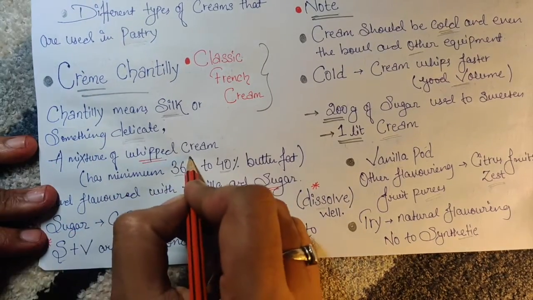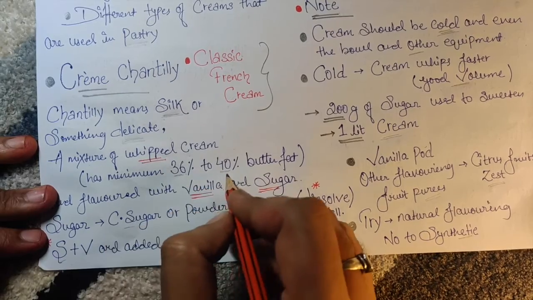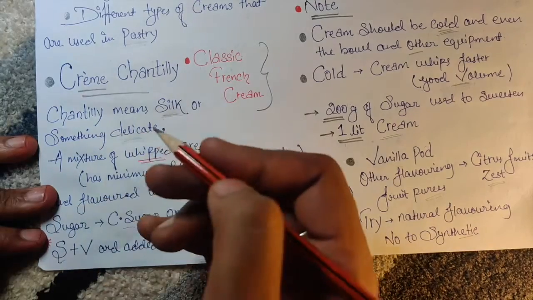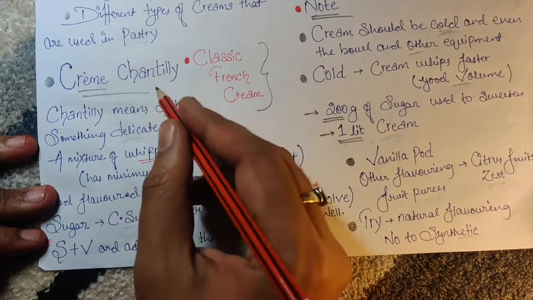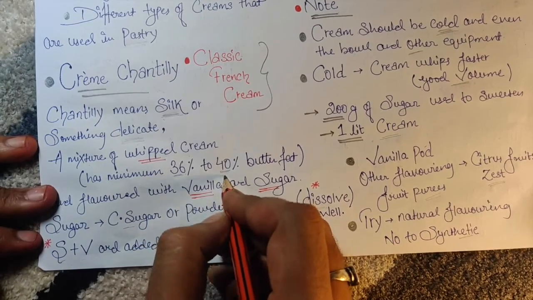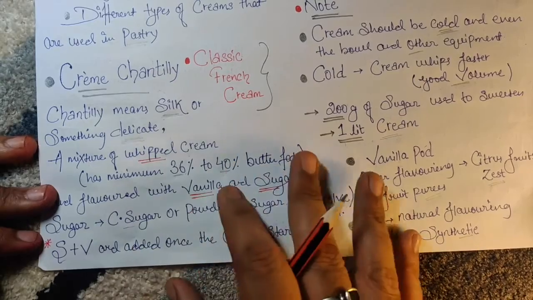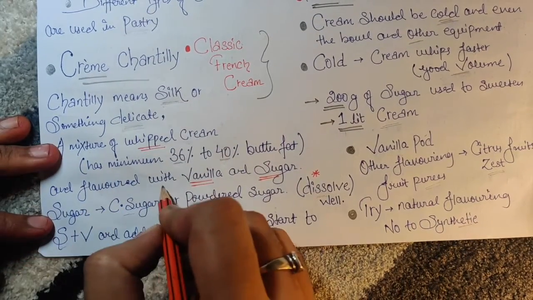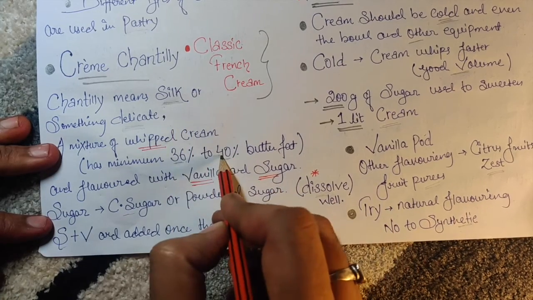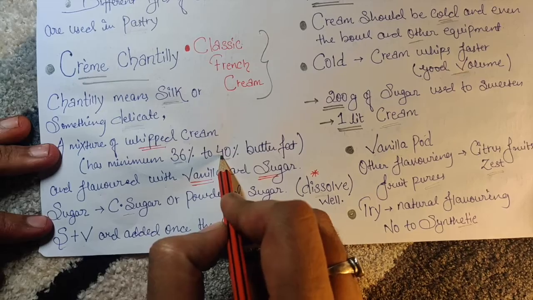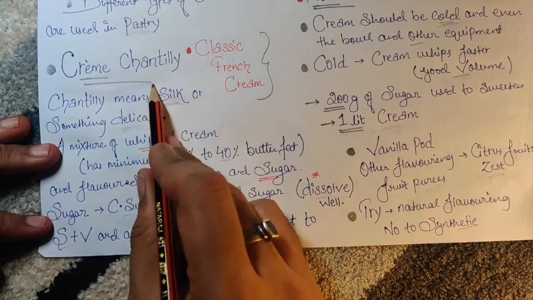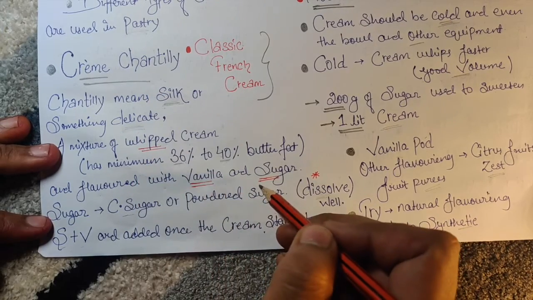It is a whipping cream with a minimum of 36% to 40% butterfat. The cream we generally use to make creme chantilly has 36% to 40% butterfat, which is mandatory. It is flavored with vanilla and sugar. This is the important thing, 36 to 40% butterfat. Plus, we add two more things to creme chantilly: sugar and vanilla.